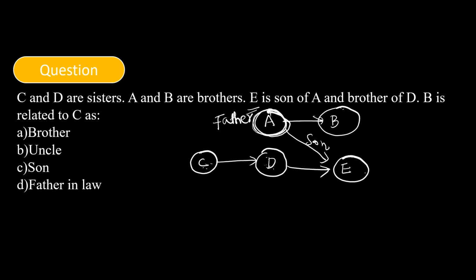Now, who is B? B is the brother of father. Father's brother. So, question is, B is related to C as. What is the relation between this B and C? This father has a daughter who is C. Now, father has a brother B. So B is the uncle of C. So B is the answer. Option B, uncle.